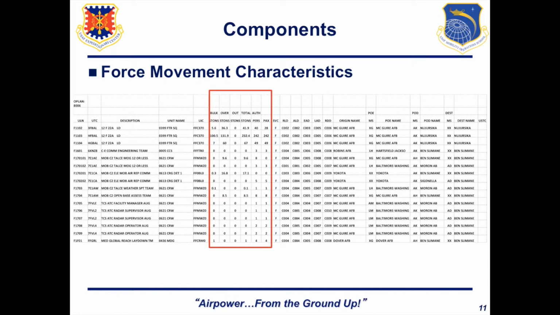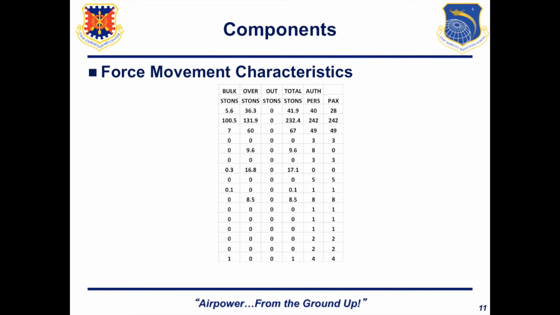Moving on to what I like to call the fun stuff. This is the force movement characteristics. This is actually what is moving. If you look across the top, it says bulk, over, out, and total short tons. Where there's bulk short tons, those tons, that equipment that fits within the confines of a aircraft 463L pallet, 88 by 108 by 96, the stuff or the cargo that is listed there fits within those dimensions. Oversized short tons, simply anything that exceeds the dimensions of a 463L pallet in any way, shape, or form. If it's longer, taller, wider than 88 by 108 by 96, it is considered an oversized short ton.